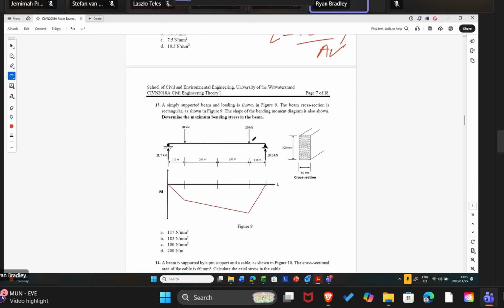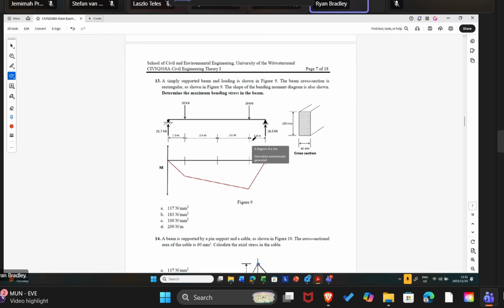Okay, now what we're given here is the shape of the bending moment diagram, and we are given the reaction forces of the beam, the loads on the beam, and the beam cross-section. And again here, the question is asking what is the maximum bending stress in the beam. All right, so clearly we've been given this diagram. The maximum bending stress is there. That corresponds to that point over there.